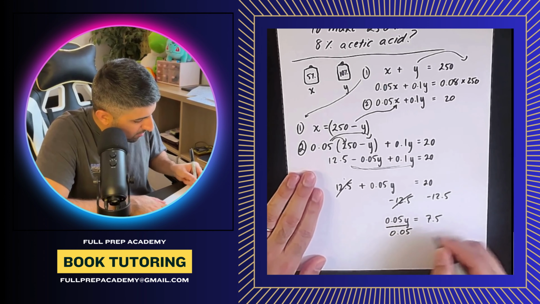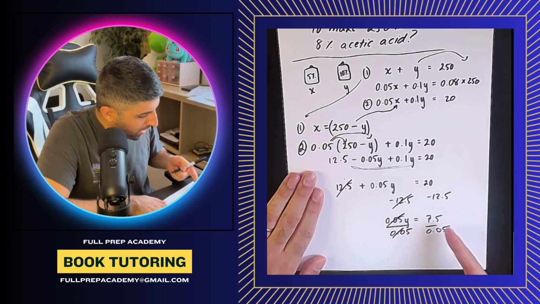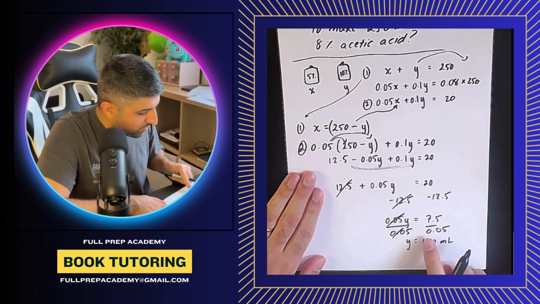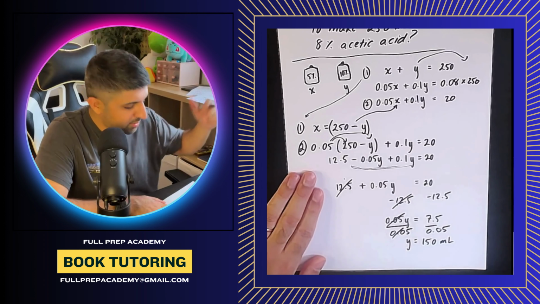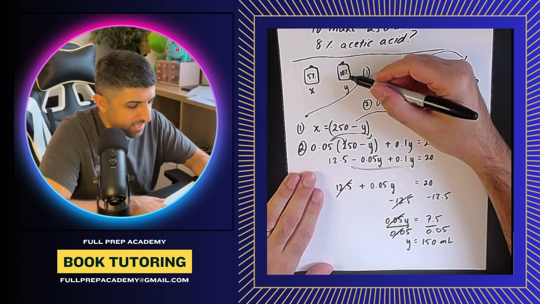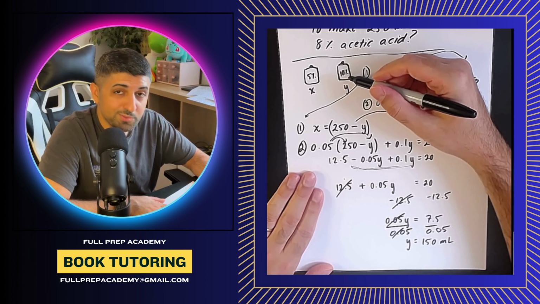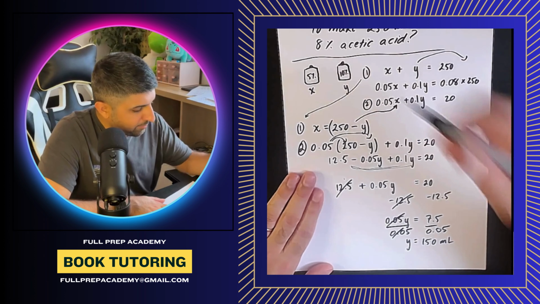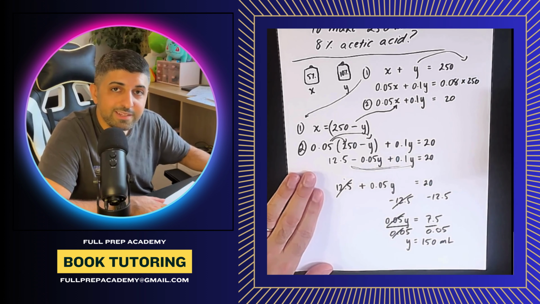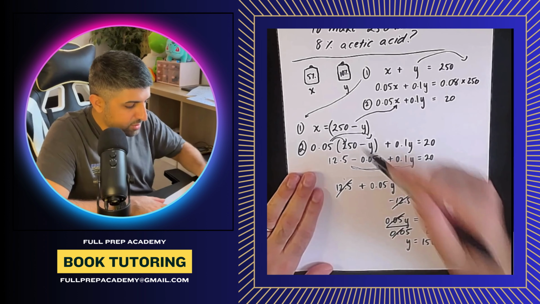Divide both sides by 0.05. Y is going to be 150 milliliters. 7.5 divided by a really small number, you're going to get a big number. Y equals 150. So out of the 10% acetic acid solution, I need 150 milliliters of it. Now, the total amount of liquid, though, I know is 250, 150 of which belongs to the 10%. So how much belongs to X?